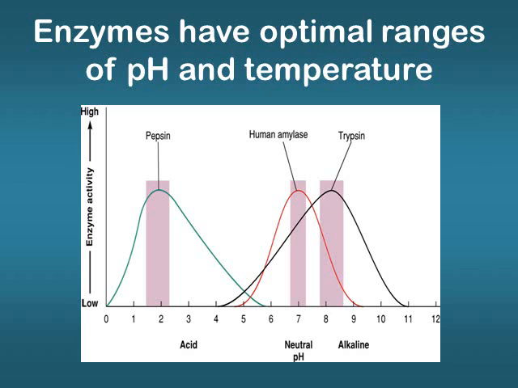Now, there are optimal ranges of pH and temperature that all enzymes operate within. For instance, in our bodies, the enzyme pepsin can be found in our stomachs, which has a very low pH of around 2, and of course you can see pepsin operates the best in that pH range. Enzymes like amylase and trypsin could not possibly operate in our stomachs because they require much higher pHs of 7 and 8.